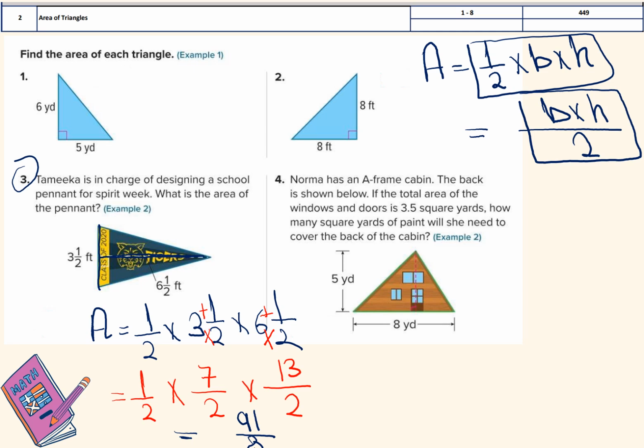Now let's simplify. You can use long division to simplify. 91 divided by 8. The answer is going to be 11 and 3 over 8 square feet.